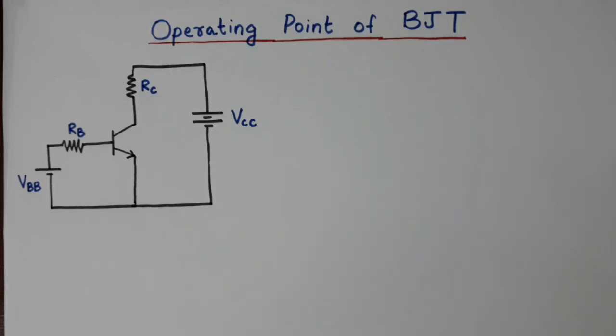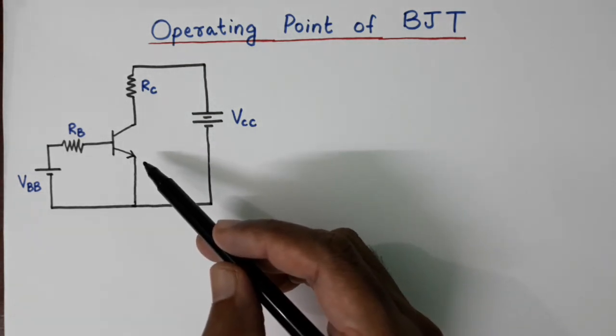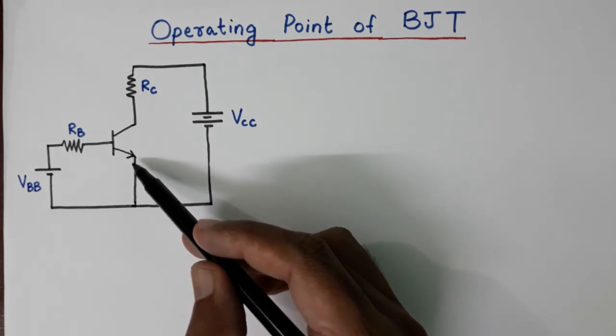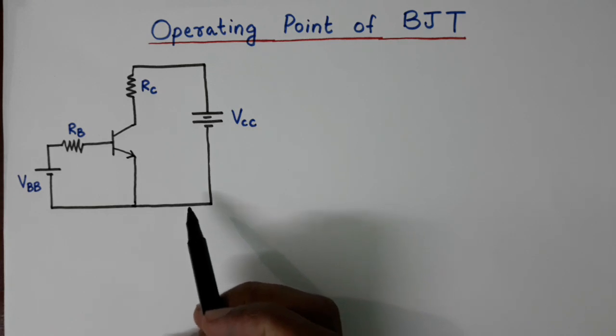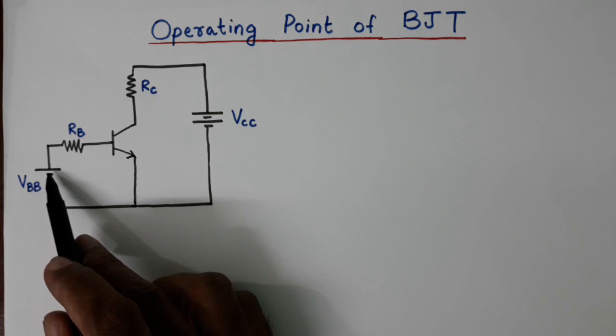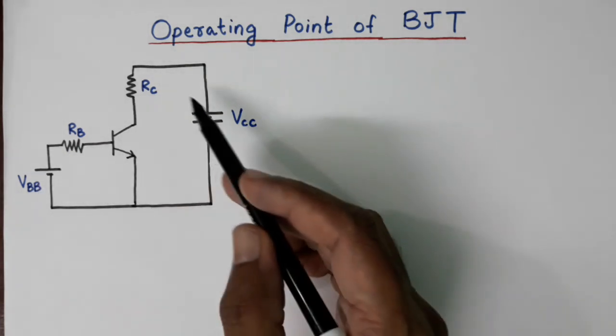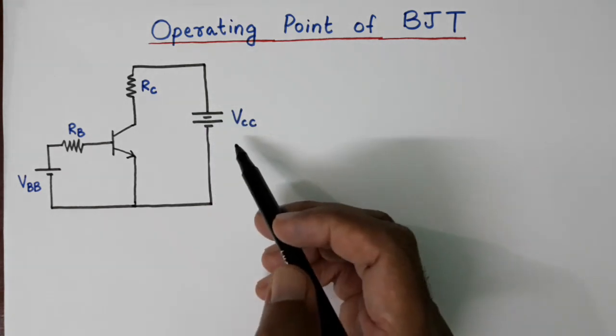Welcome to this video. In this video we will see how to determine the operating point of a BJT. I will illustrate the process with the help of a circuit shown here. Here you can see that an NPN transistor is connected in common emitter configuration. The emitter terminal of the transistor is made common to both input as well as output sides, and the base emitter junction is forward biased with the help of this DC source VBB, and the collector base junction is reverse biased with the help of another DC source VCC.